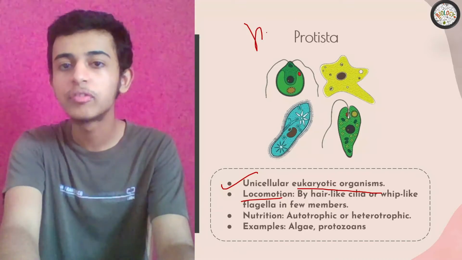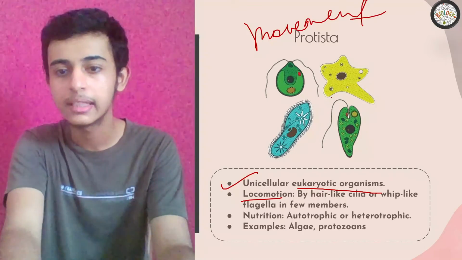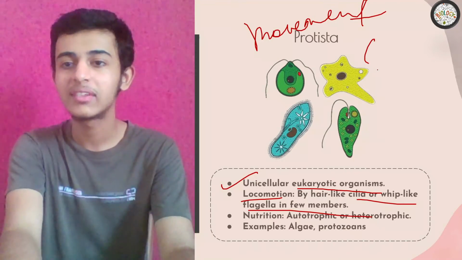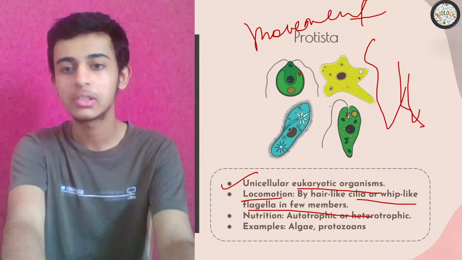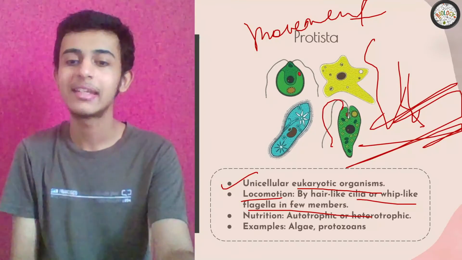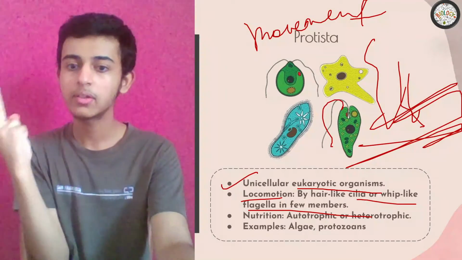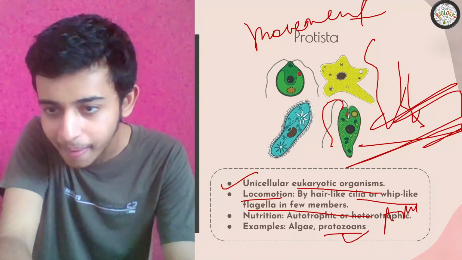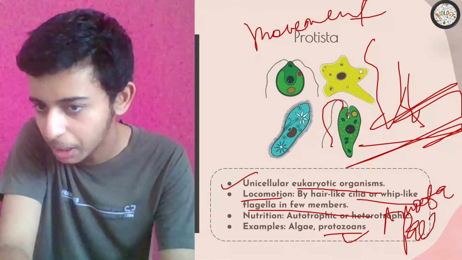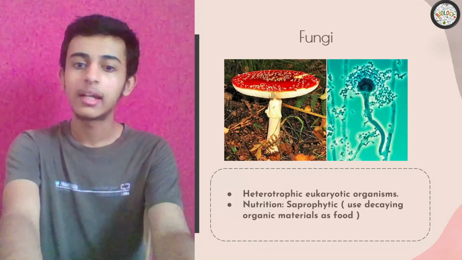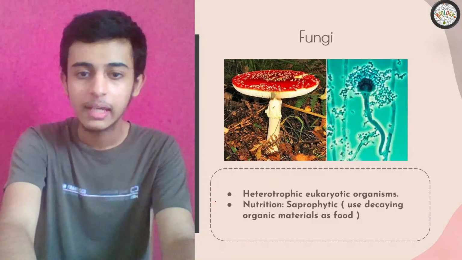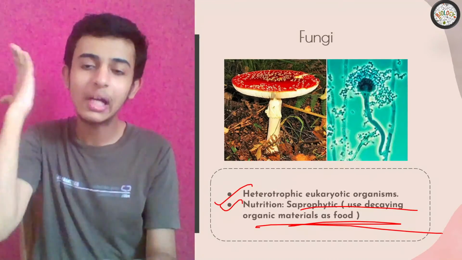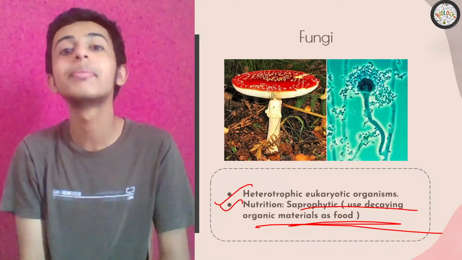Locomotion, how do they move? So their movement, how does that take place? By hair like cilia or whip like flagella in a few members. So they have these hair like cilia or whip like flagella for moving. Nutrition can be again autotrophic or heterotrophic. Examples: algae and protozoans. What are the protozoans? Amoeba, paramecium, right? Fungi. What about fungi? Heterotrophic eukaryotic organisms, nutrition is saprophytic. That is breaking down dead and decaying organisms into simpler matter.